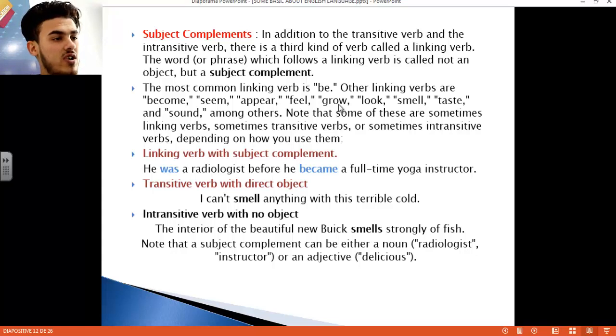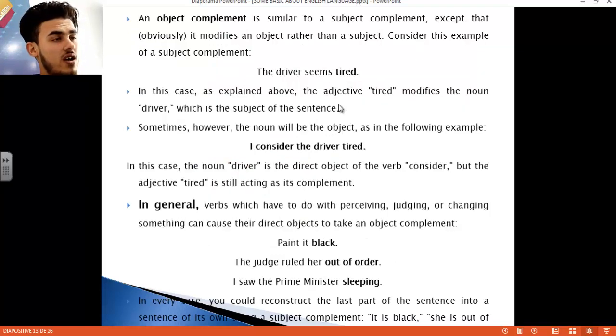Intransitive verb with no object. The interior of the beautiful new book smells strongly of fish. Note that a subject complement can be either a noun, radiologist, instructor, or an adjective, which is delicious. An object complement is similar to a subject complement, except that obviously it modifies an object rather than a subject. So the difference here between object complement and subject complement is whether it modifies a subject or an object. An object complement always defines an object.